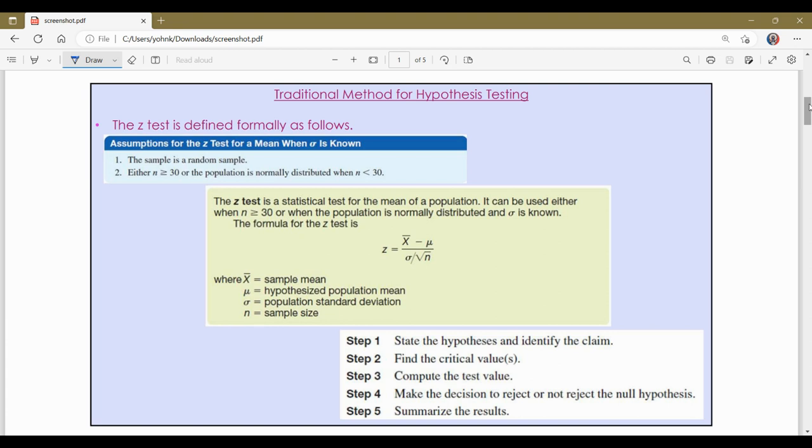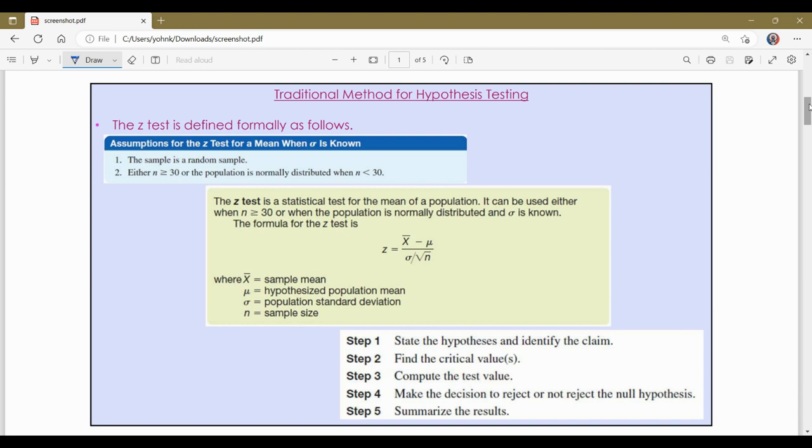The Z-test is defined formally as follows. There are two assumptions that need to happen in order for you to be able to complete a Z-test for a mean when sigma is known. The first one is the sample is a random sample. That's pretty much been a necessity for almost everything we've done so far. Number two, the sample size has to be greater than or equal to 30, or the population has to be normally distributed if the sample size is less than 30.